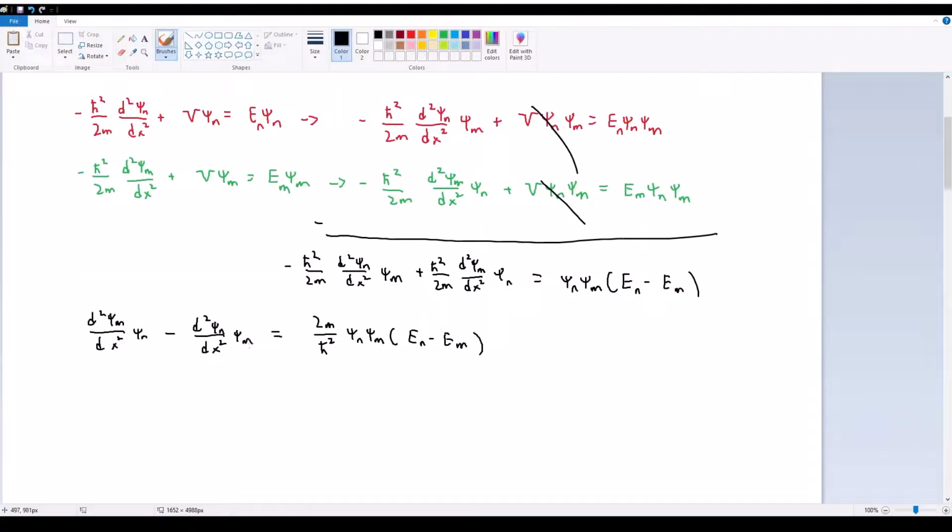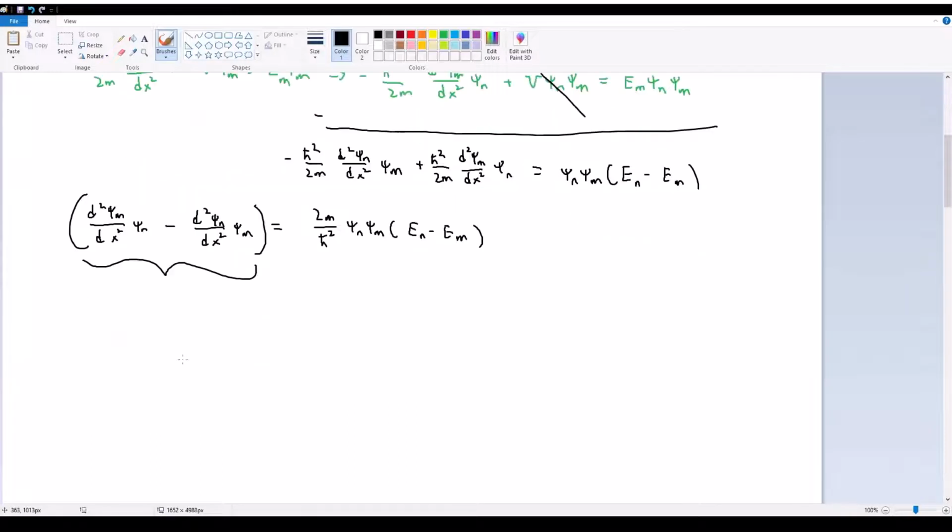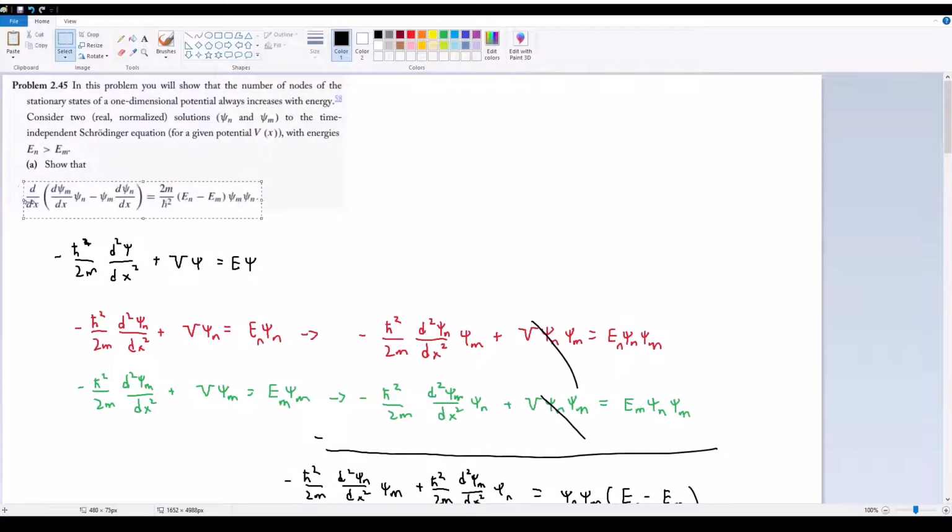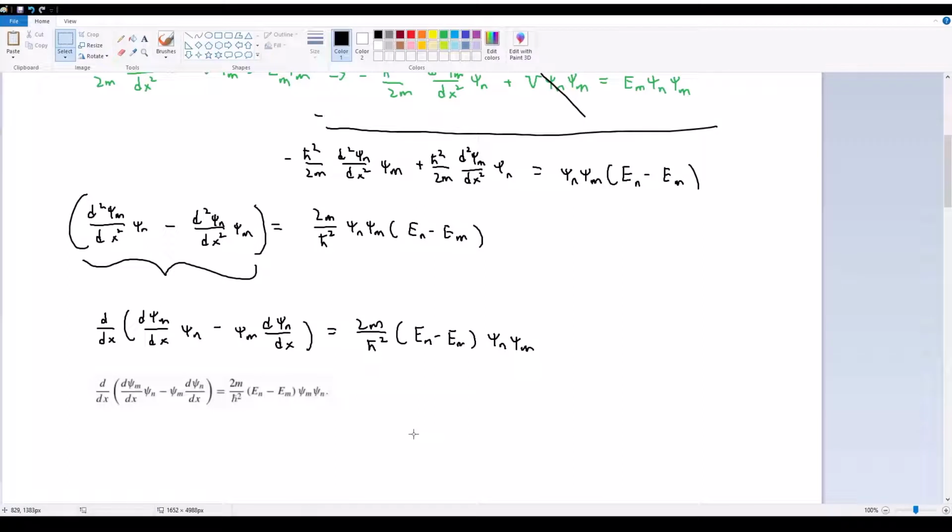Hopefully this looks familiar, because we also encountered this specific equation back in 2.44. We can use the same property that we derived in 2.44, basically using the product rule and reverse engineering this. This ends up equaling, once again from 2.44, so look at that if you don't know how I get this, the derivative of d psi m by dx psi n minus psi m d psi n by dx equals 2m over h bar squared, rearranging, En minus Em psi n psi m. And if we look up and compare, this is exactly what we get.